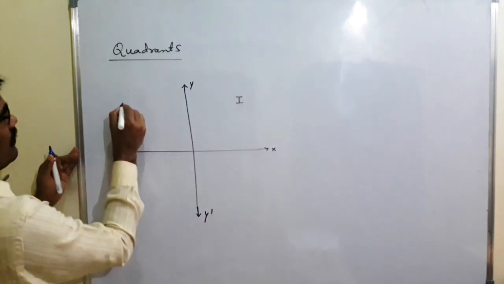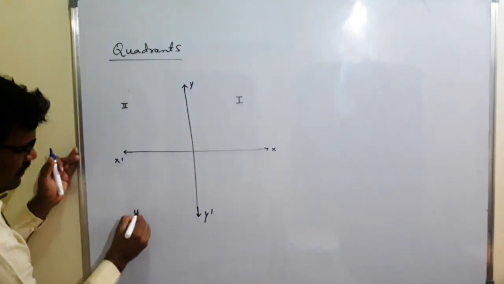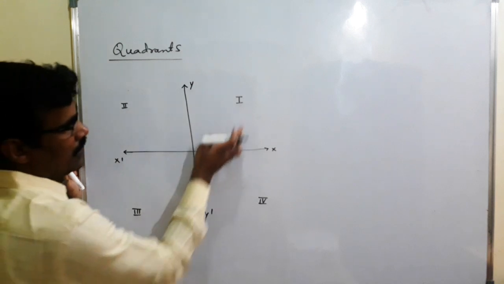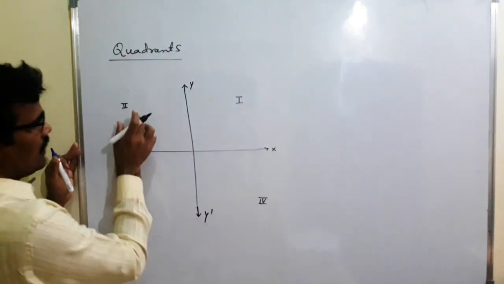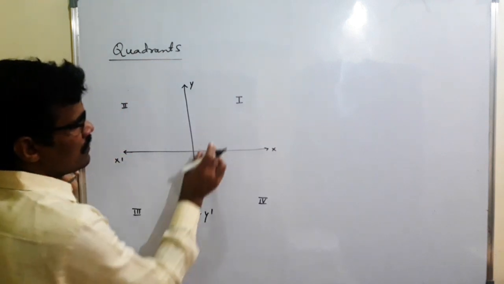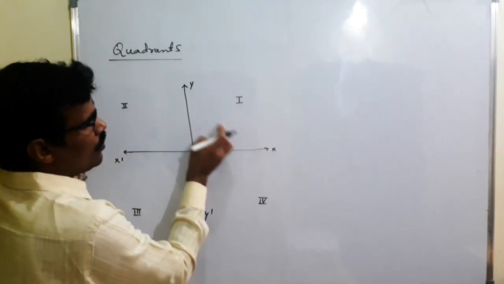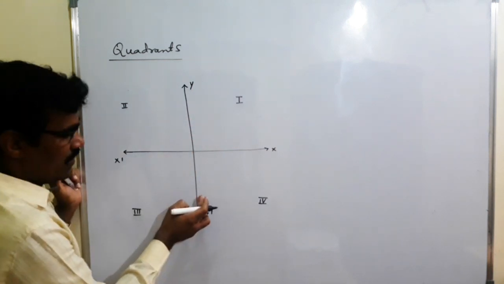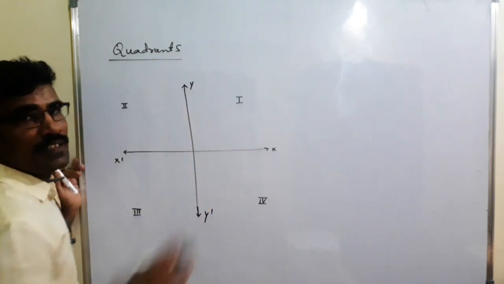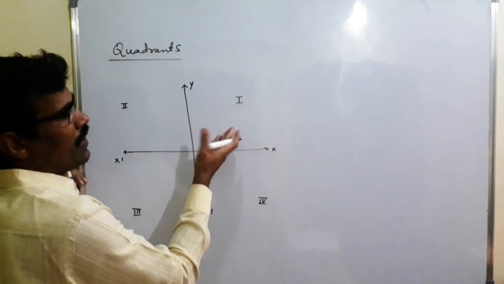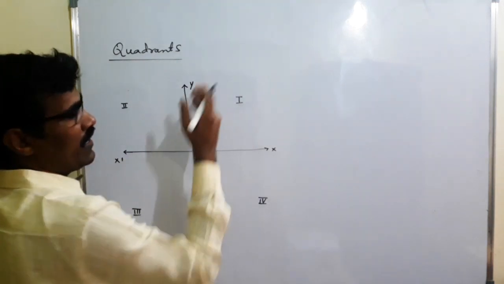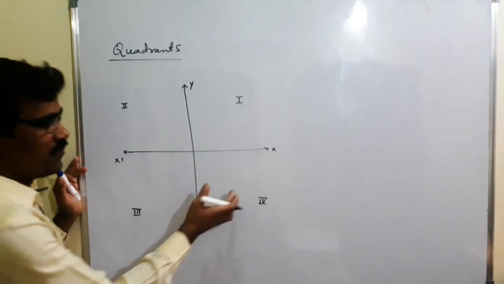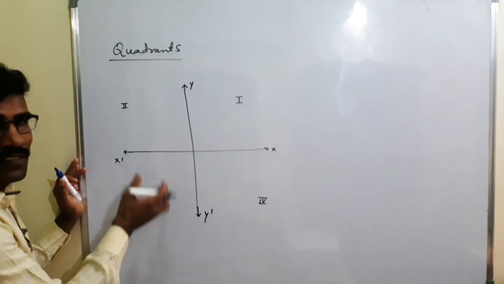First quadrant, second, third, fourth. Here this is the first quadrant, second, third, fourth. So here this is 0 to 90 degrees, 90 to 180, 180 to 270, 270 to 360. Suppose 45 degrees is in the first quadrant, 150 in the second, 315 in the fourth, 225 in the third.